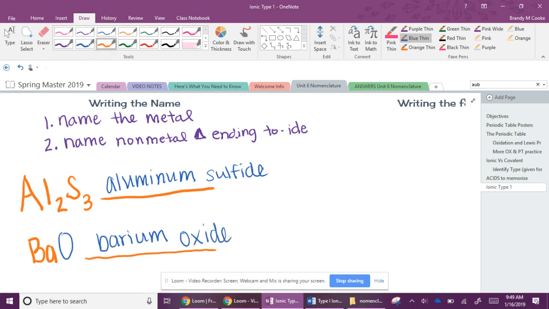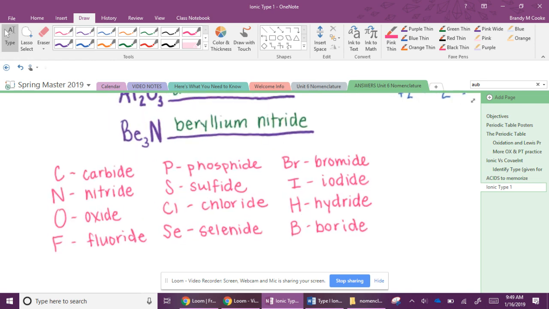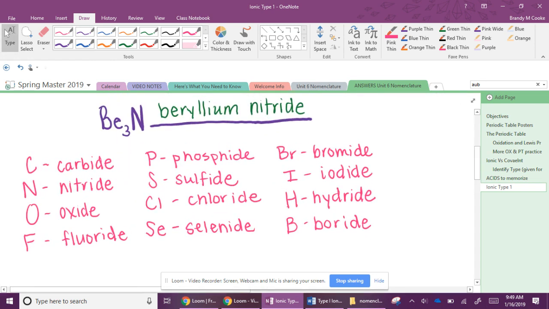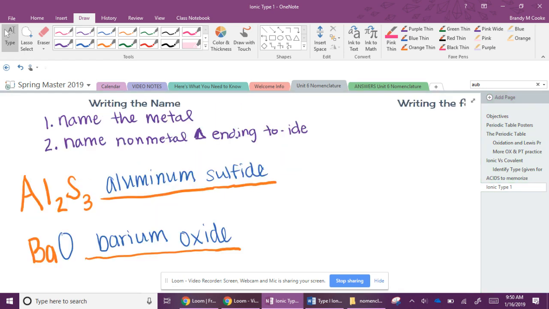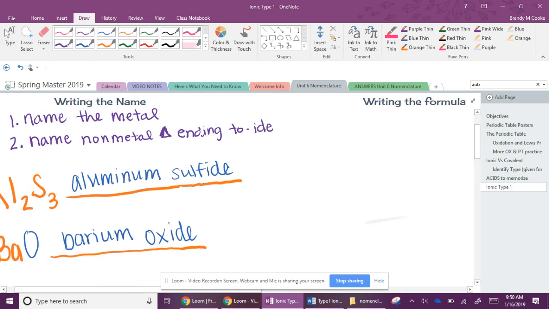Now, some people might struggle with the spelling for those IDE ones, and trust me when I say we're going to do it so much that it's going to become second nature. But if you do want to write them down, here's the spelling for all the nonmetals that we might see. So you can pause the video, write these down, so that you have them to reference when and if the time comes. All right, so writing the name, again, super easy. I'm not going to take much time there.